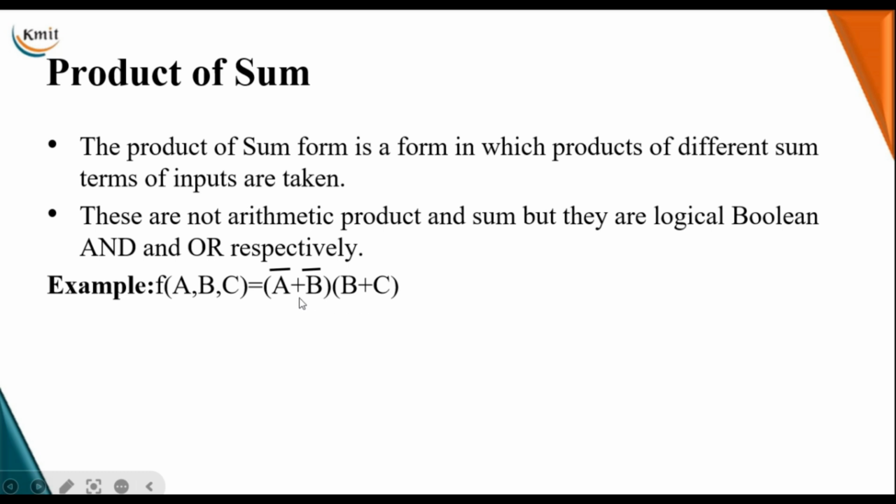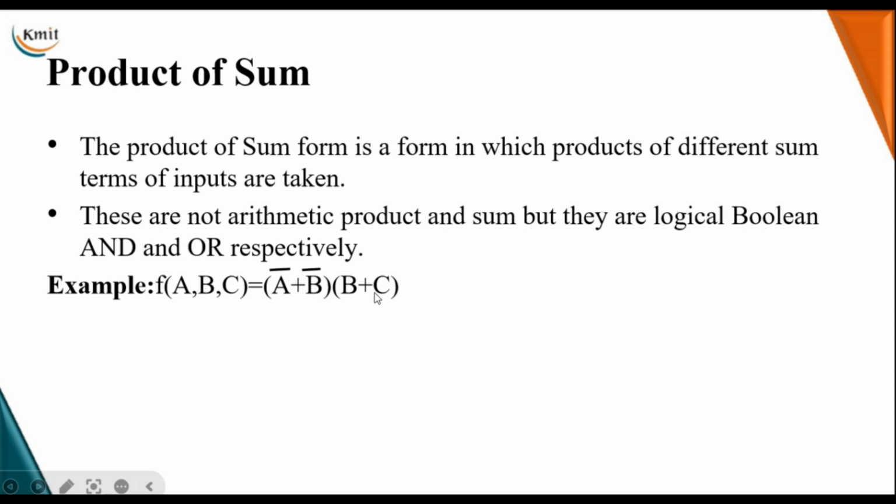When we observe the variables inside the sum terms, there is no rule that each sum term should contain all the variables in the POS form. Hence the first sum term can contain only the 2 variables A and B. The second sum term contains only the 2 variables B and C. In this form, the variables may be complemented or uncomplemented. In the first sum term both variables are complemented. In the second sum term, both variables are uncomplemented.